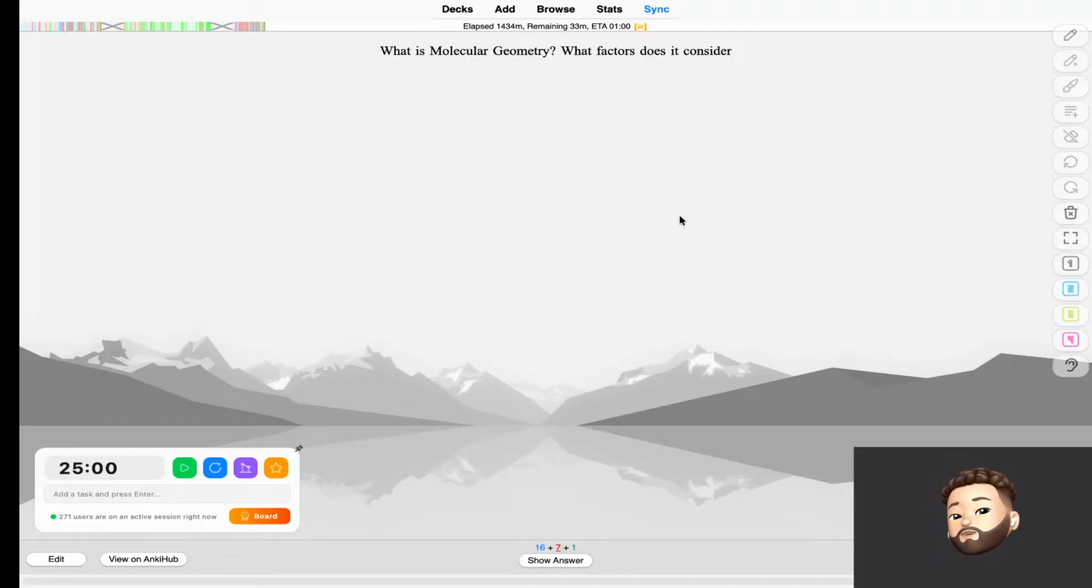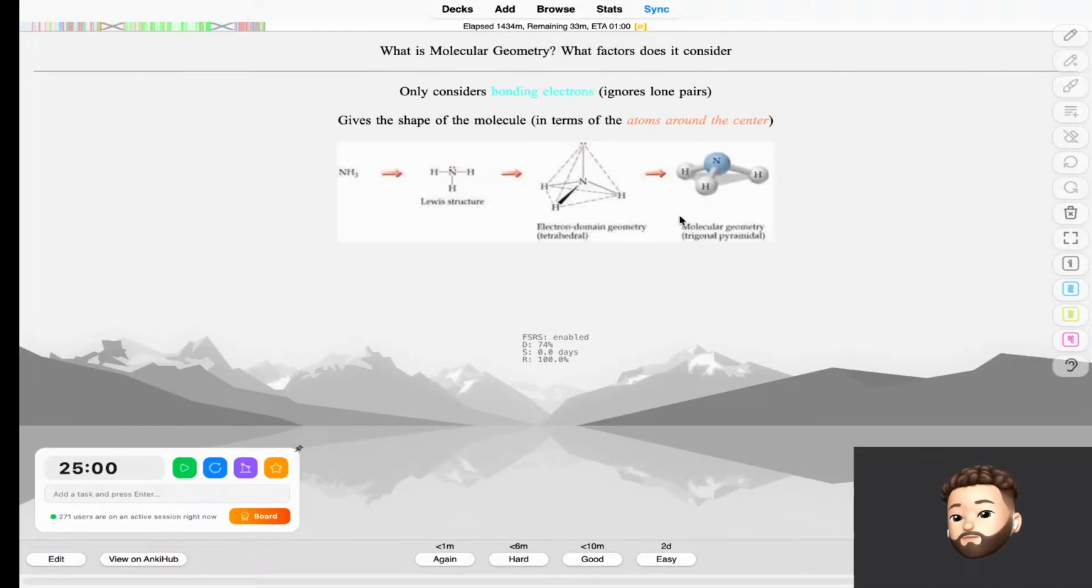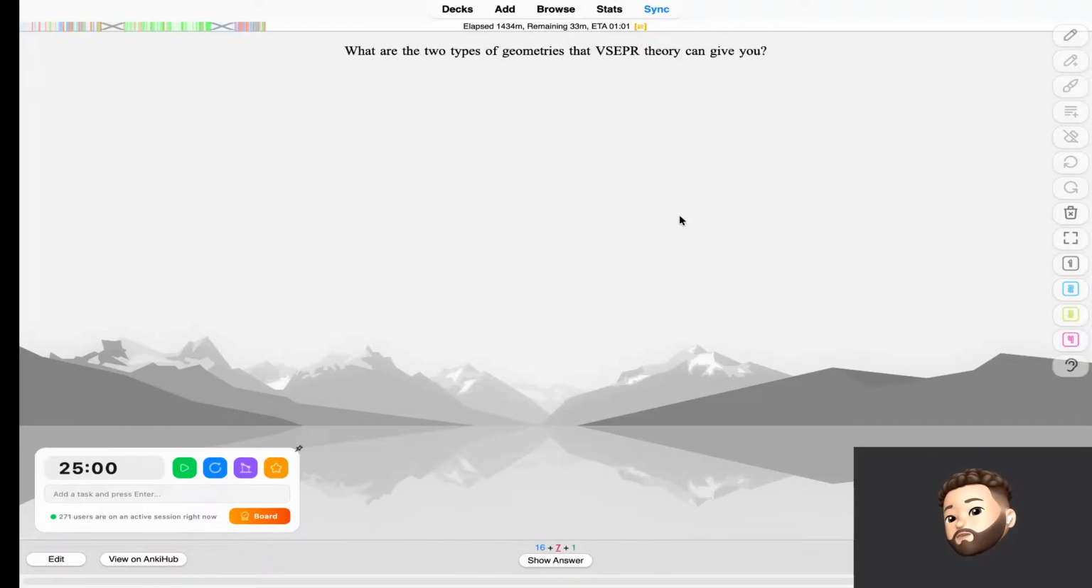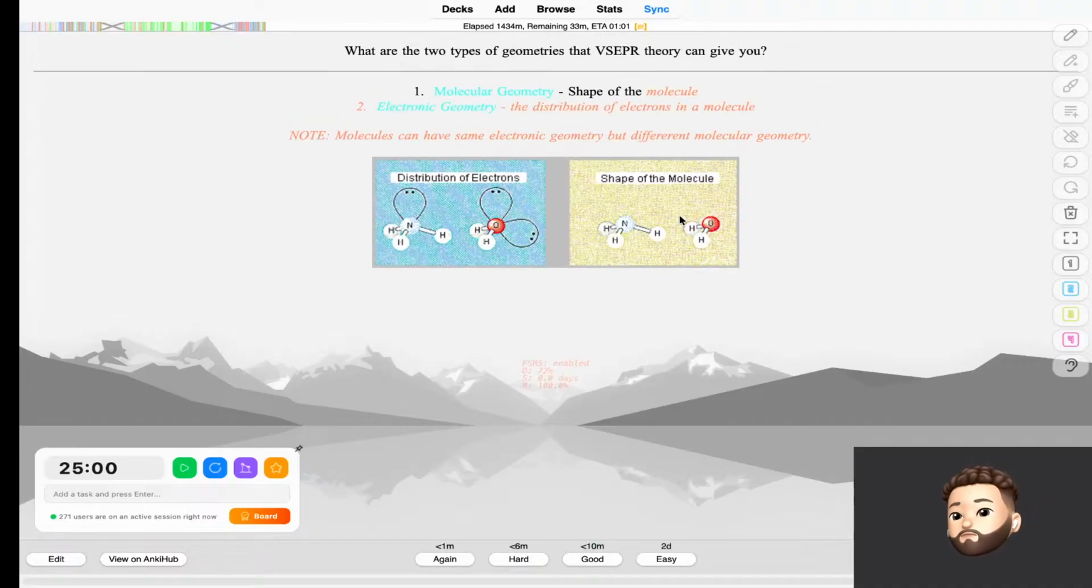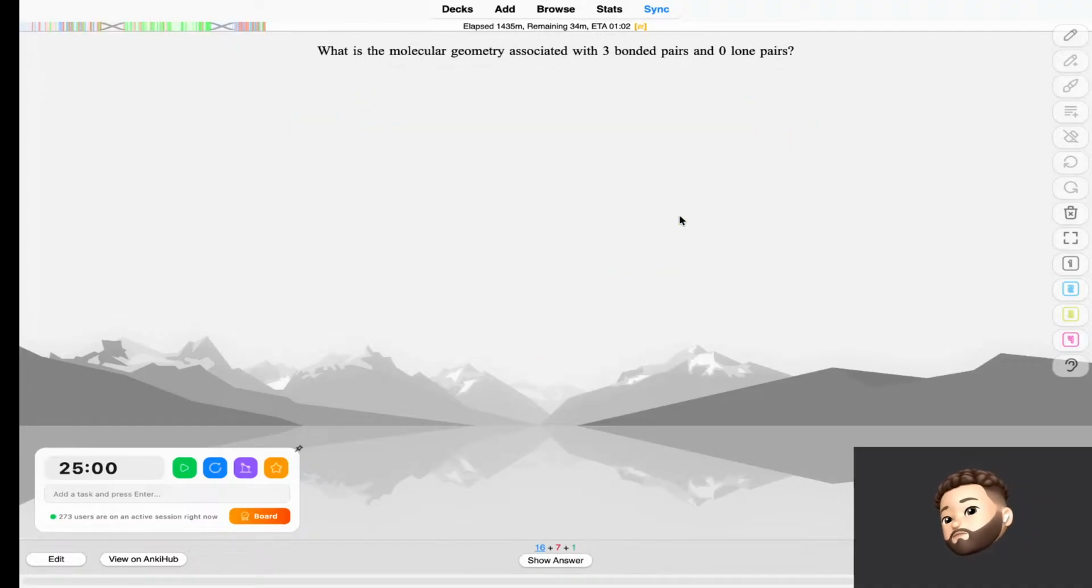What is molecular geometry? It describes the shape of a molecule. It involves only the bonding electrons. What are the two types of geometry? It can give you the molecular geometry, which is just the shape of the molecule, or the electronic geometry, which is going to be the distribution of electrons in a molecule. Three bonded pairs and zero lone pairs is going to be trigonal planar.